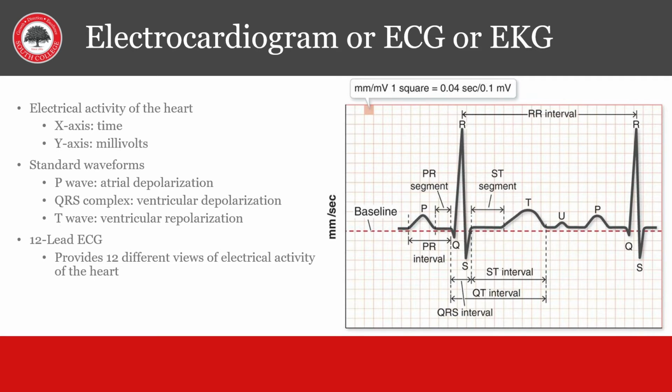Each square of the EKG is 1 millimeter per millivolt, or 0.04 seconds per 0.1 millivolt. The standard EKG is 12 leads. Think of each lead like an eye that is staring at the heart from a different direction.